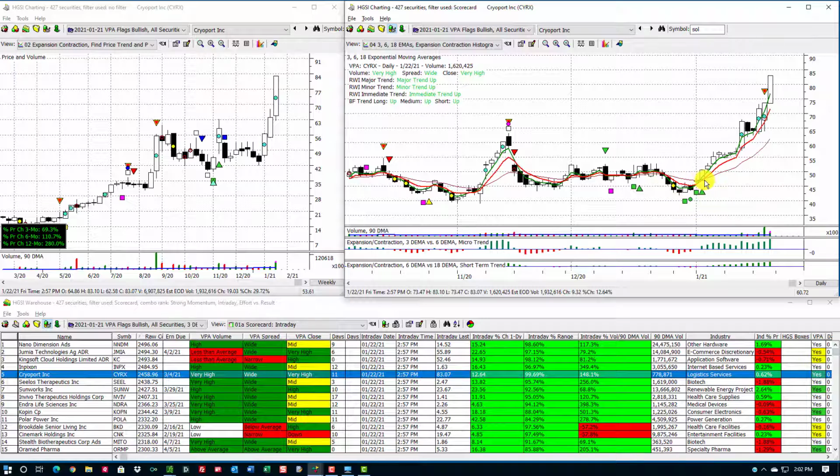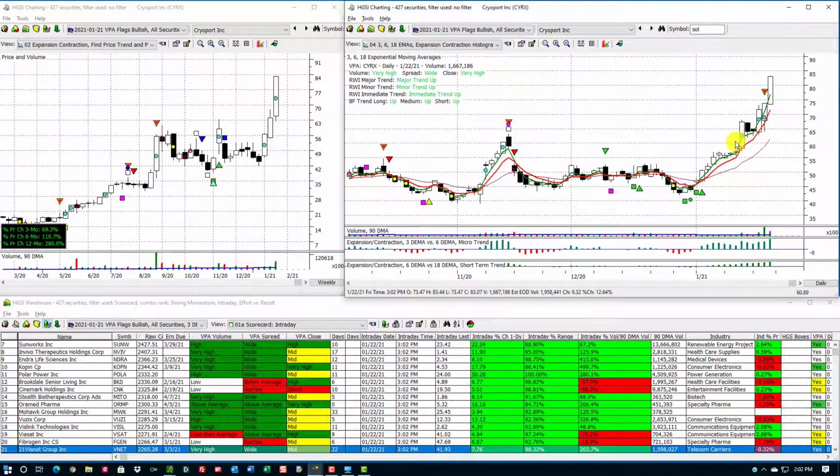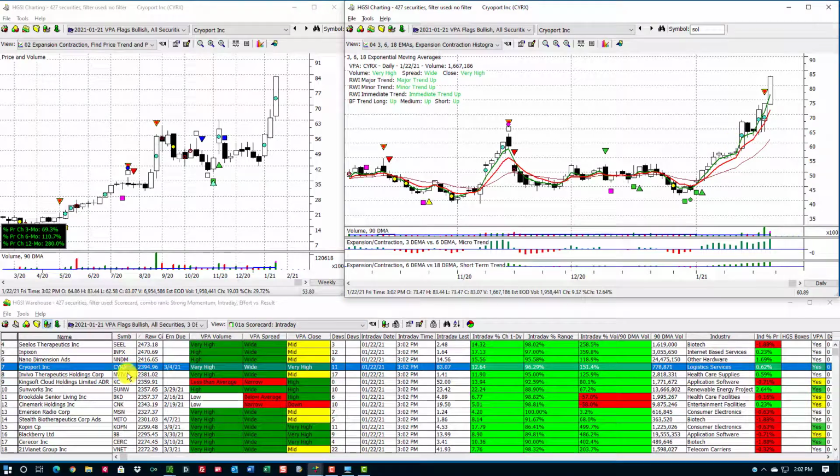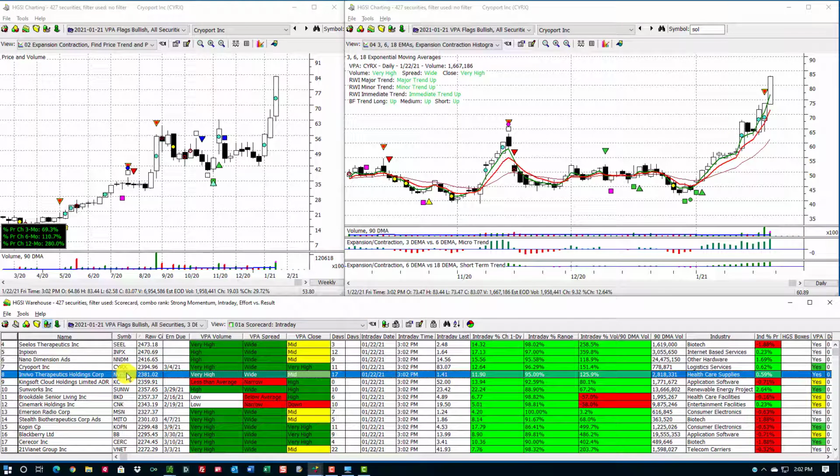Nice VPA flags here. Here's your crossover. Here's your bullish flag. Here's your bullish flag. Here's another one. The 3 is well above the 6. Now, if I were using the crossover scan, I would never see these. So this is what this scan does.